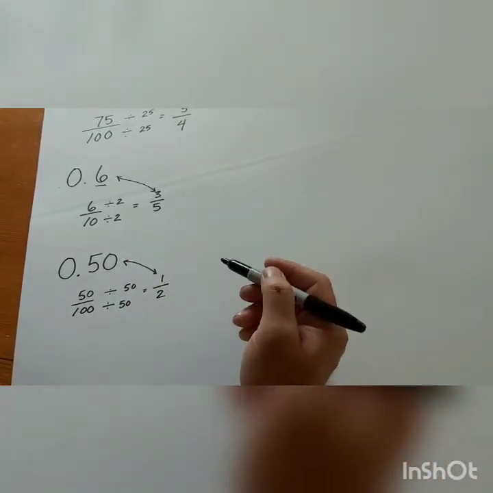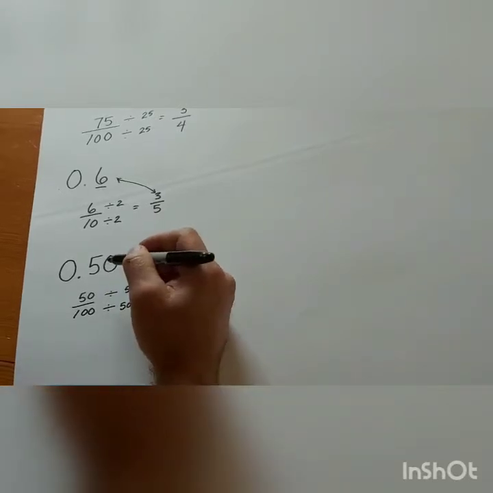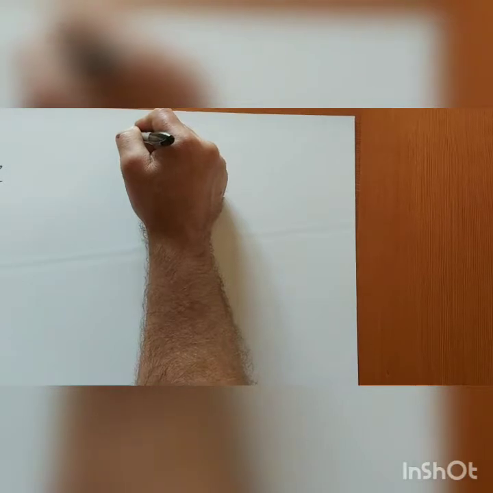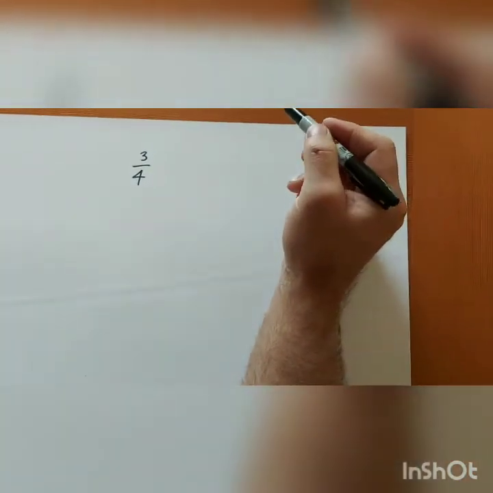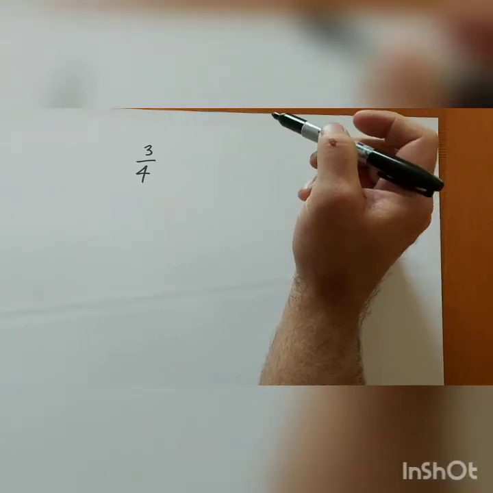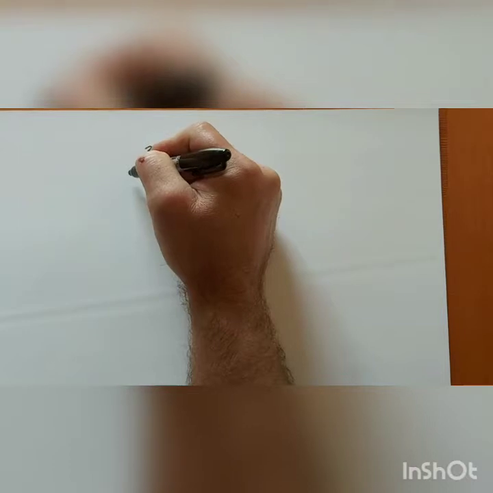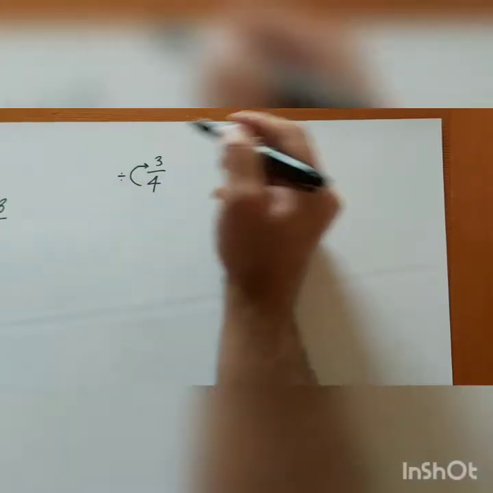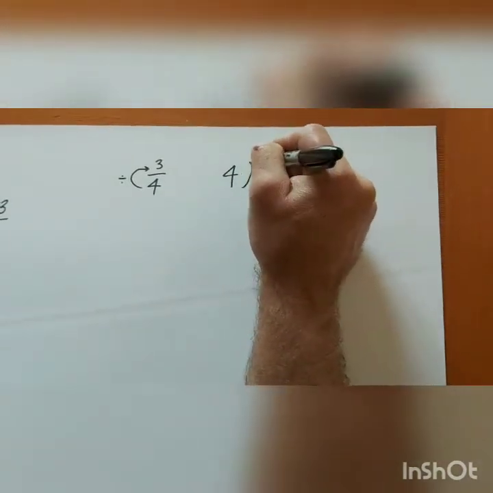Now I'm going to do the opposite. I'm going to take my fractions and turn them into decimals. So let's start with a simple fraction, 3/4. In order for me to turn this into a decimal, we're going to turn it into a division question. And I'm going to take the denominator and I'm going to divide it into the numerator. So let's set it up like a division question.